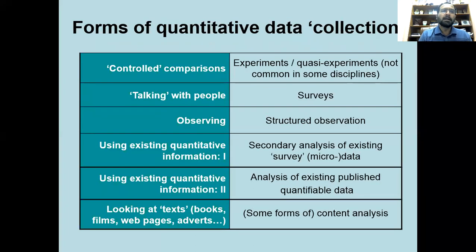So, for forms of various quantitative data collections, which is important, which we should know, and which we might use during our research process. Number one, controlled comparisons. Controlled comparisons involve some sort of experiments. But obviously you cannot apply this in all the domains, in all disciplines, or whatever type of research you have.